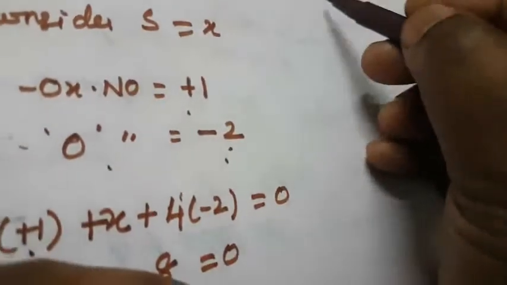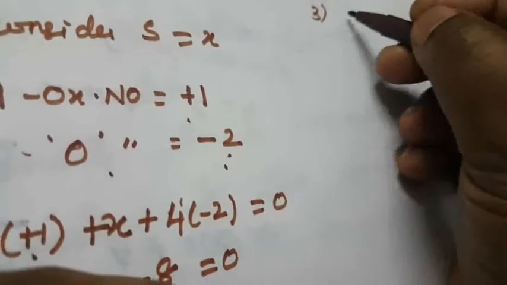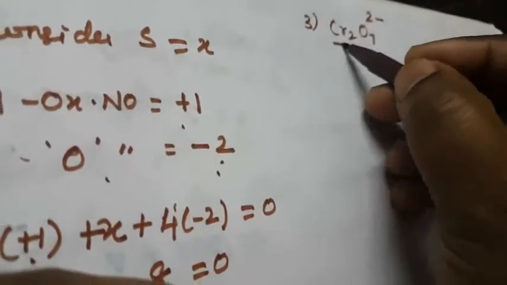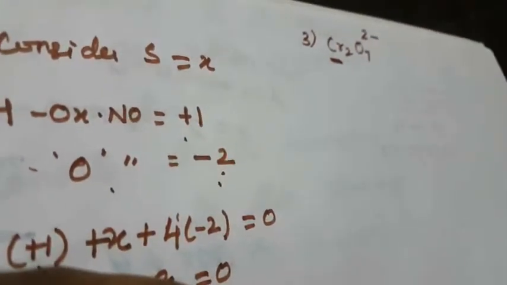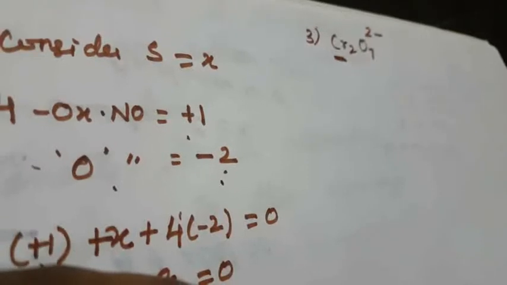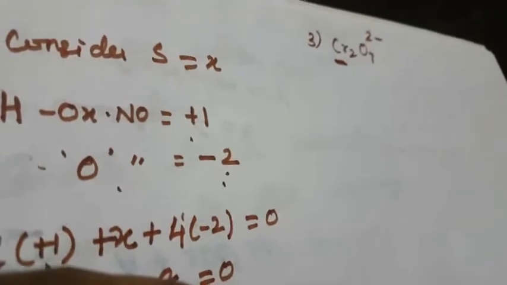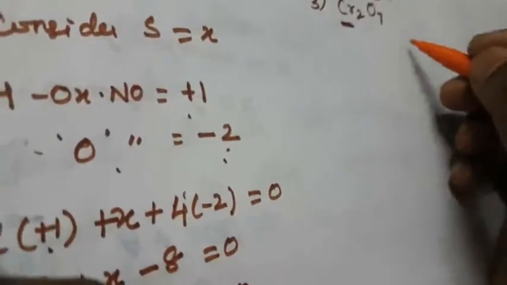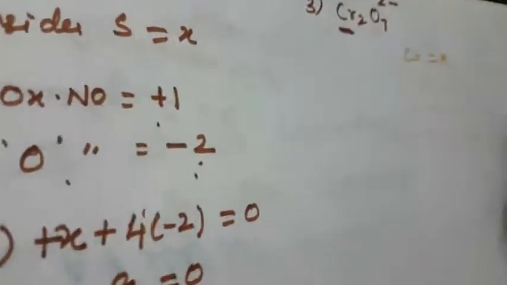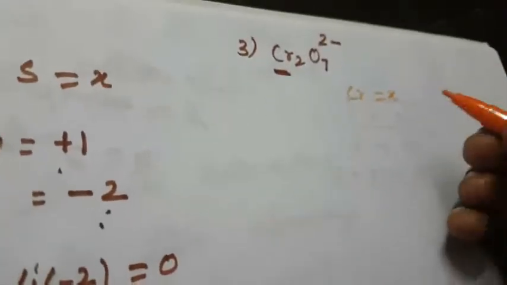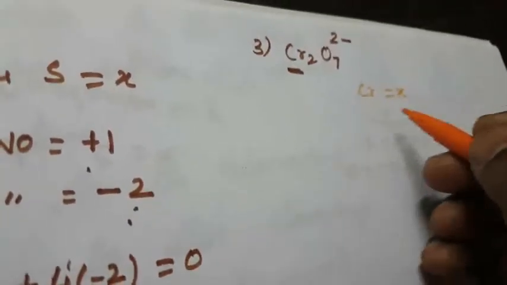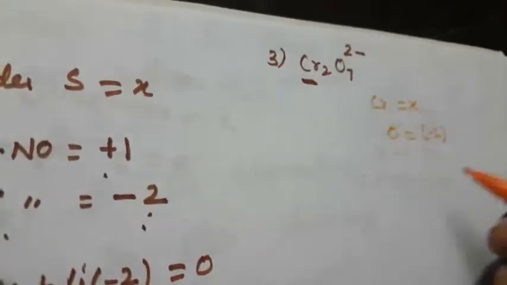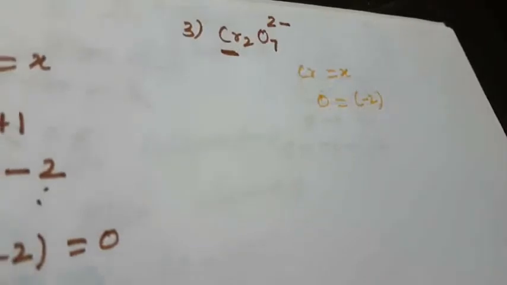Next another one. Cr2O7 2 minus. You have to find out the oxidation number of chromium. So how to calculate the oxidation number in Cr2O7? What is the first step? Chromium is equal to X, right? Then how many X is there? So oxygen is always minus 2, right? Oxygen is always minus 2. How to find out?